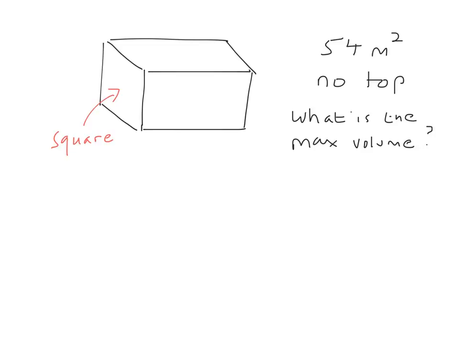In this video we're going to use calculus techniques to solve a practical problem. What we have here is a tank, and the amount of metal made to use this tank is 54 square meters. There's no top, and the sides are square, but this length is different. And the question is, what's the maximum possible volume of this tank we can find if we're going to use 54 square meters.